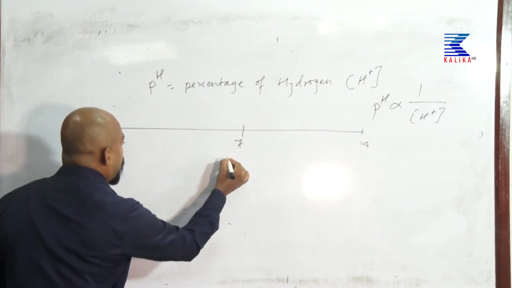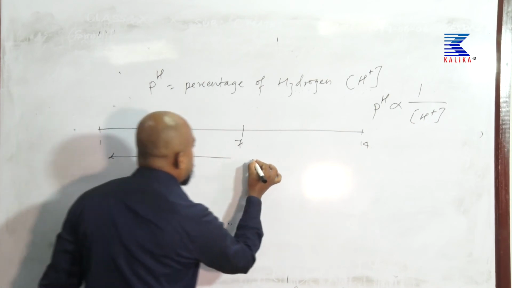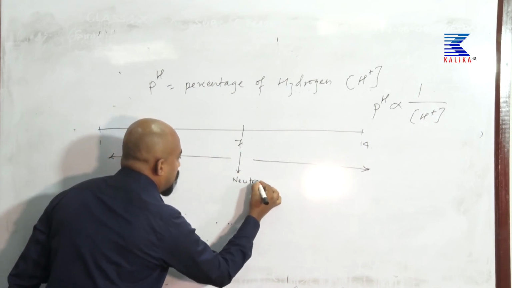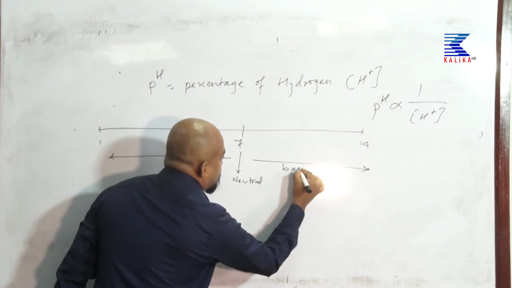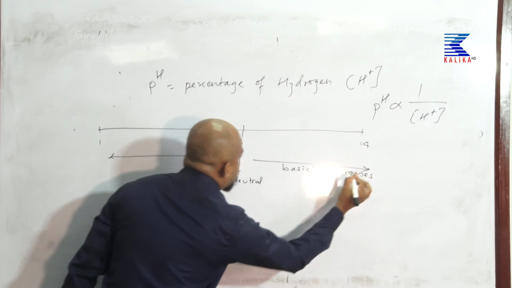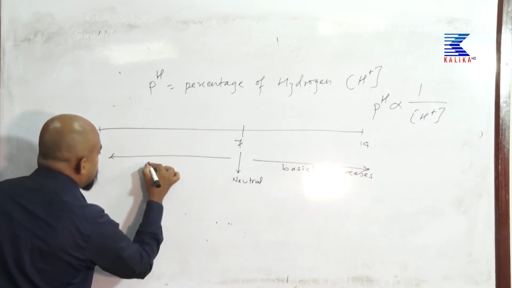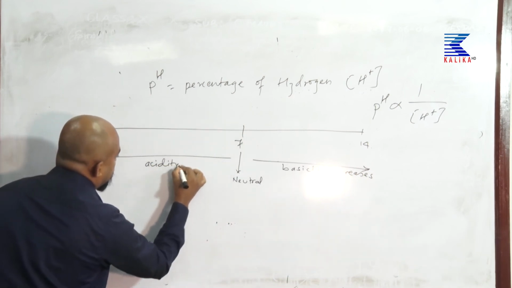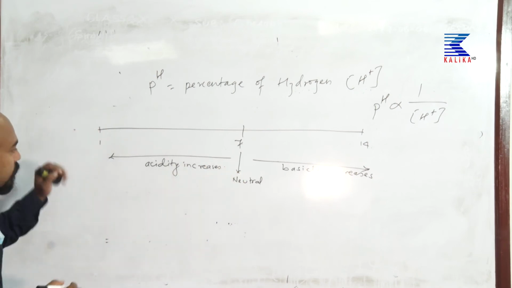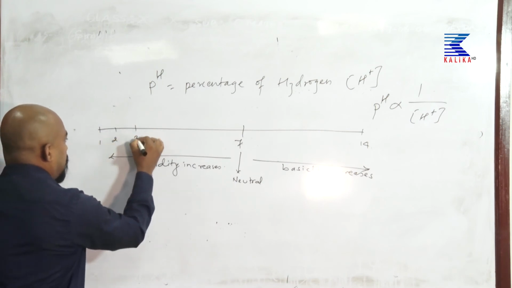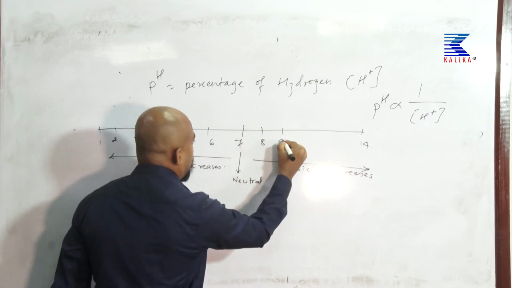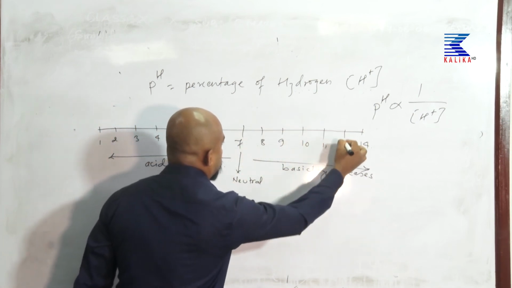So, for more acidic and for more basic, and this is for neutral, basicity increases and this one is acidity increases. Now, 1, 2, 3, 4, 5, 6, 7, 8, 9, 10, 11, 12.